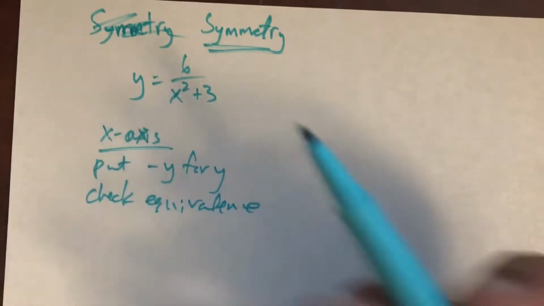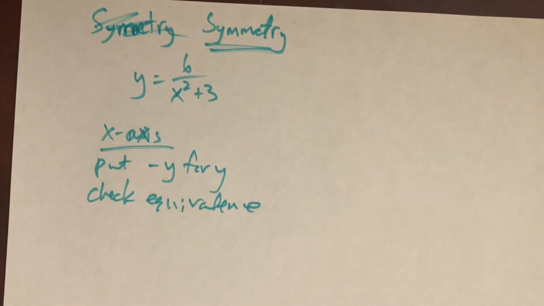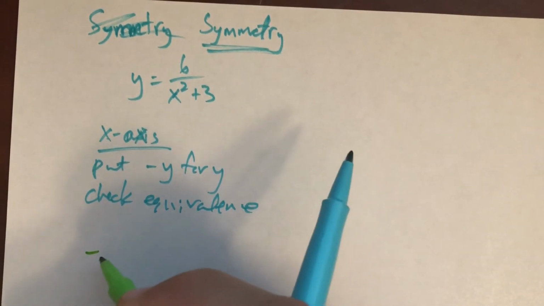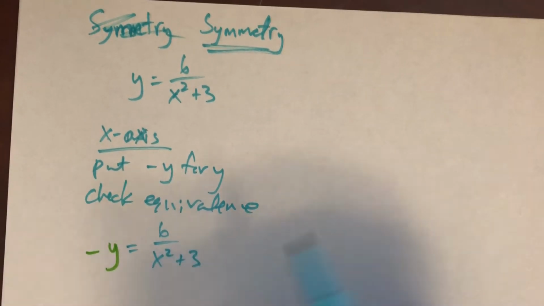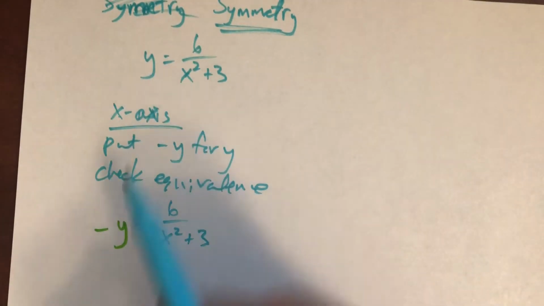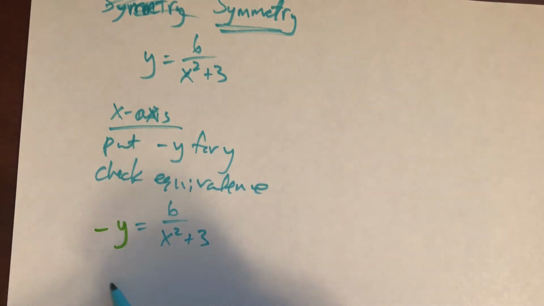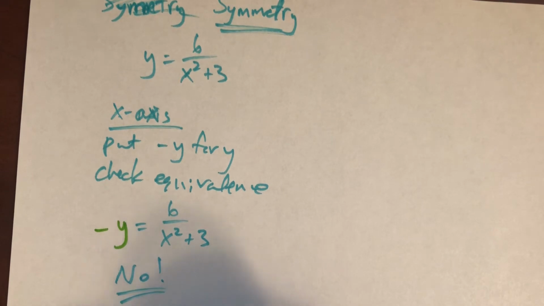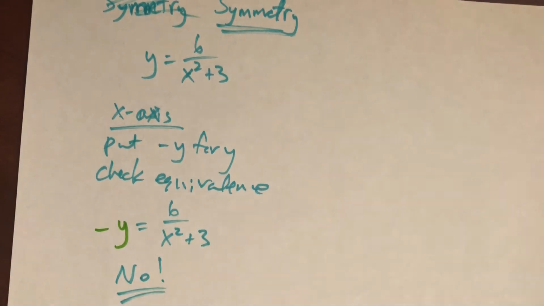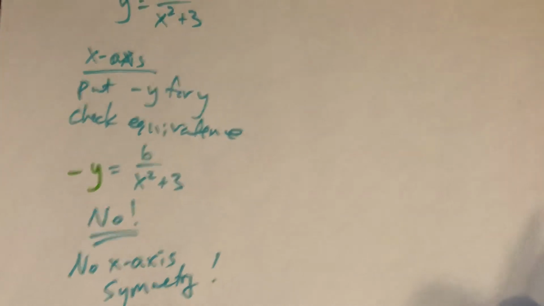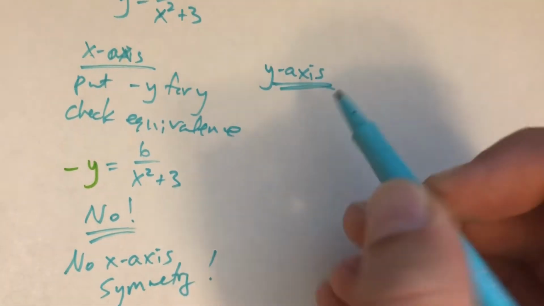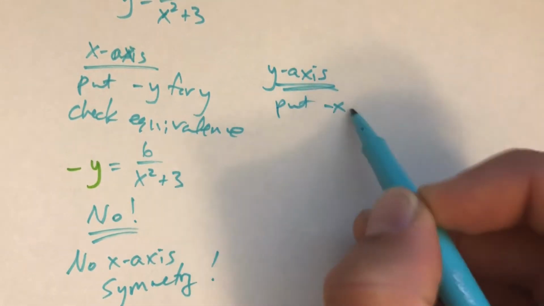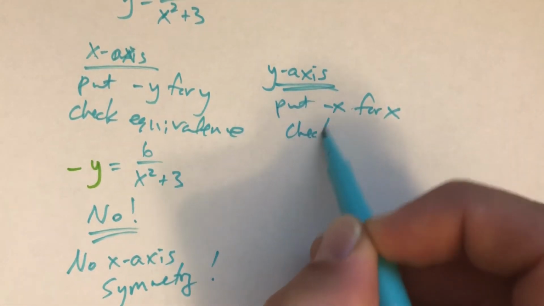Okay, so we just put the negative in there for y. And we see, hey, is it the same? And really, really quickly, we can see that it's just not the same. So it's got no x-axis symmetry. We want to check for y-axis symmetry now. We're going to put negative x for x and check for equivalence.